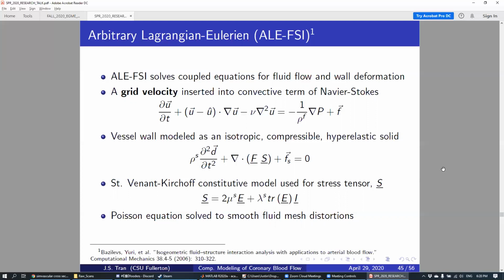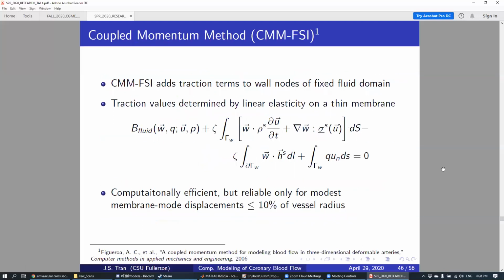And so the way we do that is we solve a Poisson equation. Okay, and so where ALE is kind of like a true multiphysics framework, another framework that we can use is called CMM. So CMM is kind of... I don't want to call it a watered down version because I think that's a little bit unfair to it, but it's not really a true multiphysics framework.